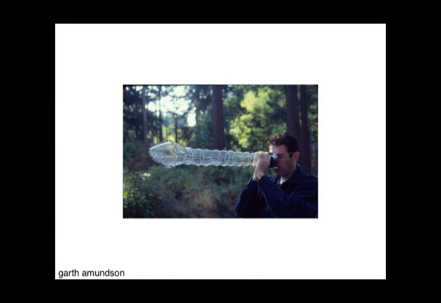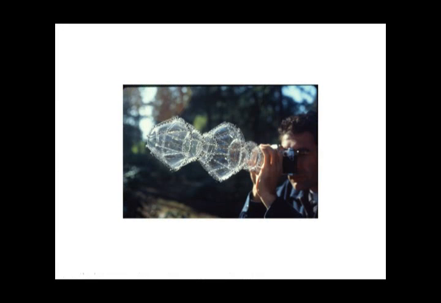In this third section, we'll look at a range of photographic processes. In the first work, Garth Amundsen creates his own lenses by sewing plastic soda bottles into elaborate, exaggerated shapes. This is a portrait of the artist captured through one of his lenses.